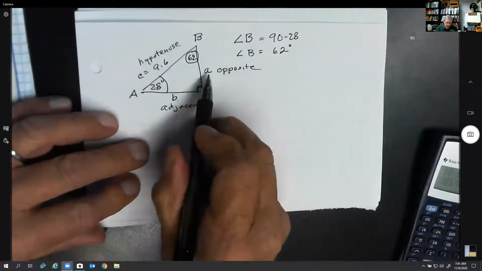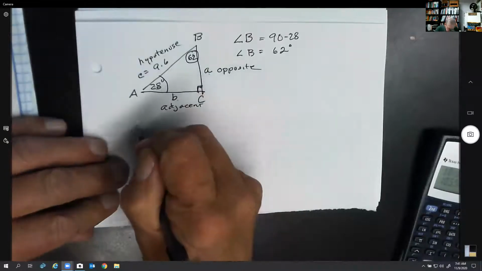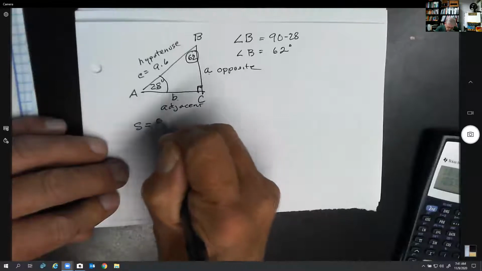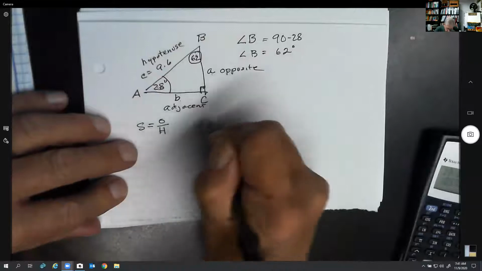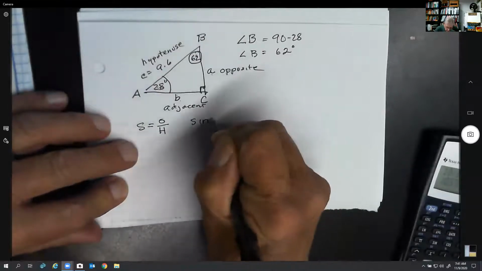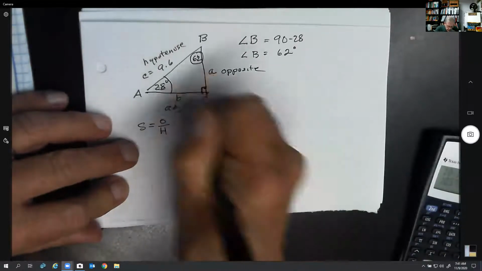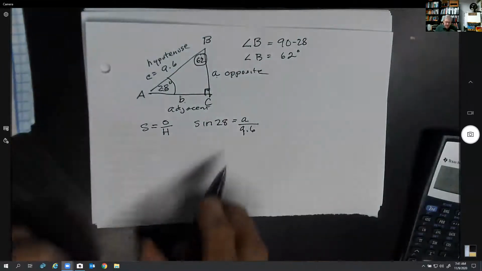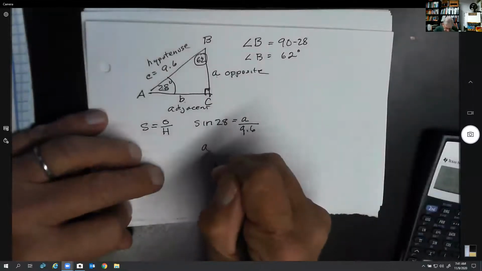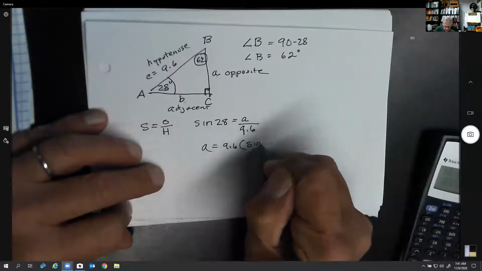To find A, I need a relationship that involves the opposite and the hypotenuse. The sine is equal to the opposite over the hypotenuse. Sine of A, which is 28, is equal to the opposite, A, over the hypotenuse, 9.6. Well, this is an easy one because they're both diagonal. So A is equal to 9.6, and we could put that first times sine 28.